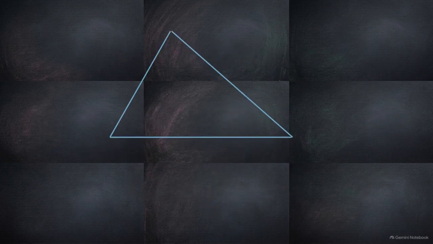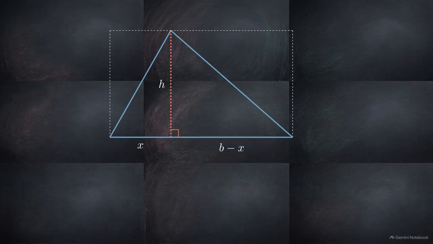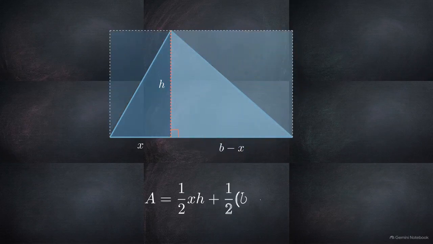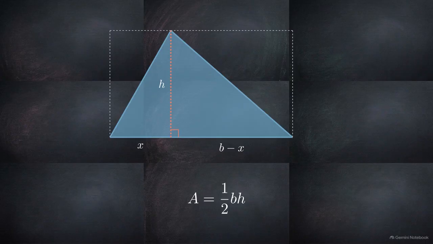But look at this acute triangle. Its bounding rectangle isn't obvious. We solve this by dropping a perpendicular line to the base, creating two right triangles. We draw bounding rectangles around each. The original acute triangle accounts for exactly half of that total outer area.